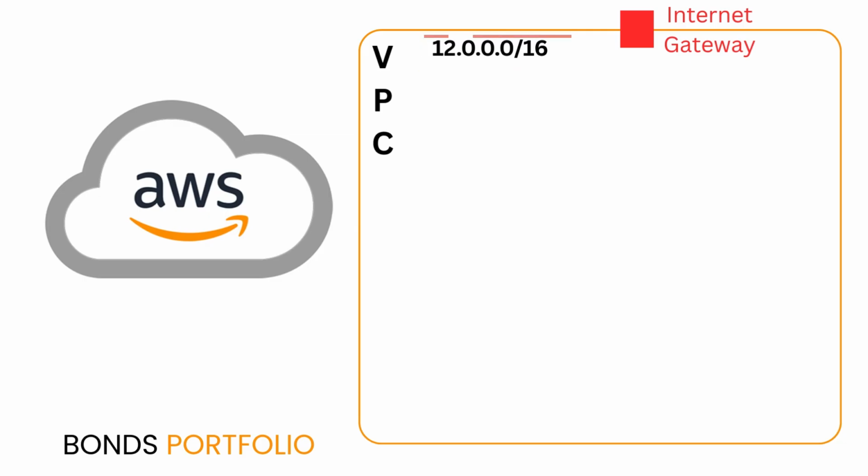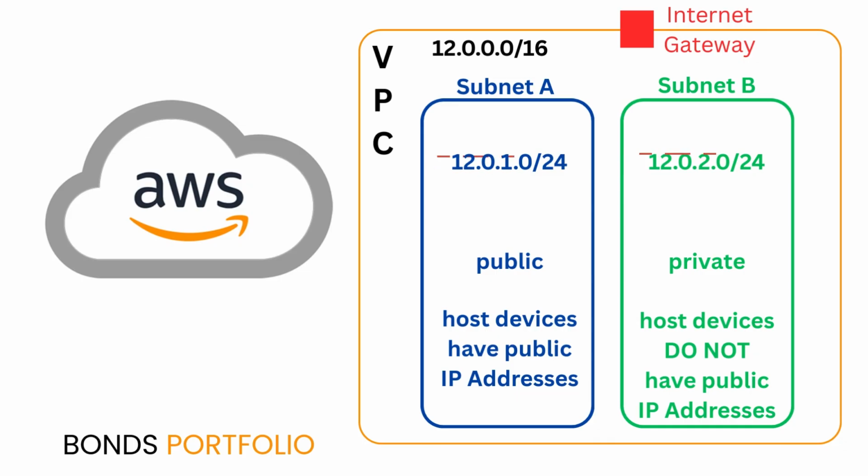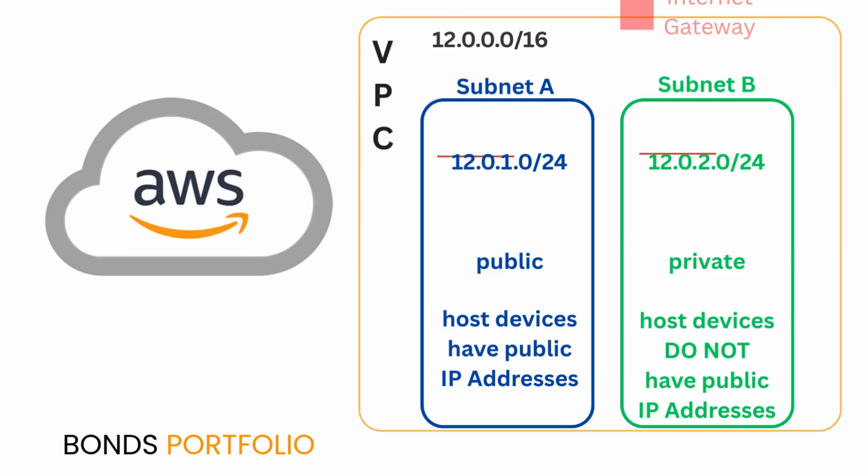I'll create two subnets. One will be 12.0.1.0 with a CIDR of 24, and the other 12.0.2.0 with a CIDR of 24. Notice that both of these subnets fall within the VPC address range. Also note that the blocks are now a smaller size of 256 addresses. I'll make the first subnet, subnet A, public, and the second subnet, subnet B, private. Okay, let's head over to AWS.